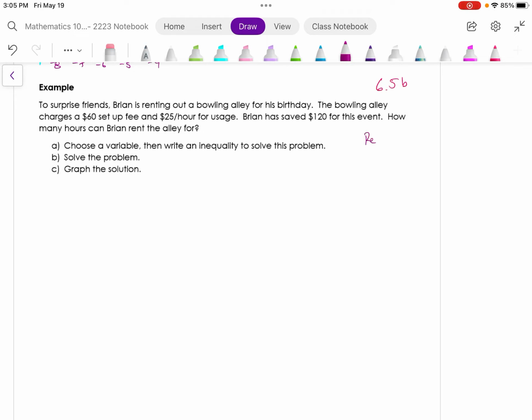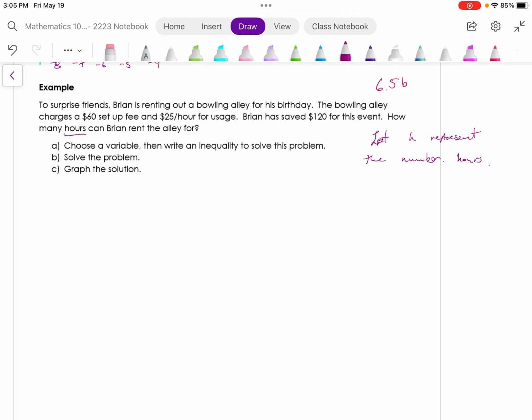So the first thing I'm going to do is choose a variable and then write the inequality. Let H represent the number of hours. That is the only unknown that we have in front of us, because the question literally asks how many hours. So let H represent the number of hours.